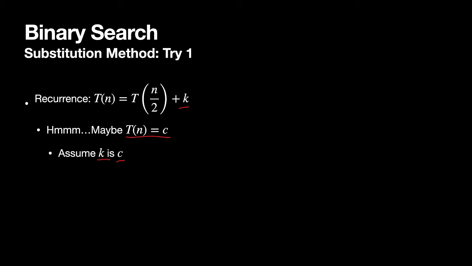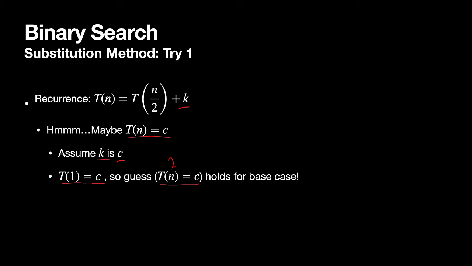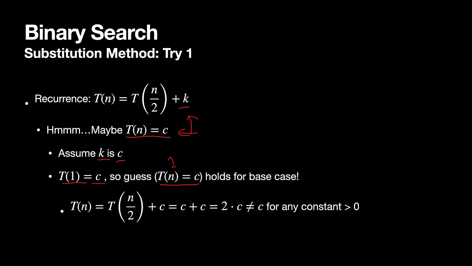Then let's think about our base case. No other base case was given, so let's just assume that the base case T of 1 will be a constant. So if T of 1 is a constant, our formula for T of n when n is equal to 1 would also be a constant, so it holds for the base case. Now let's consider the general case. We'll substitute our assumed closed form into the recurrence equation.